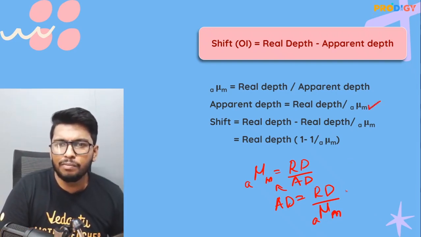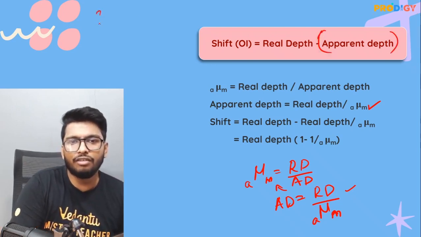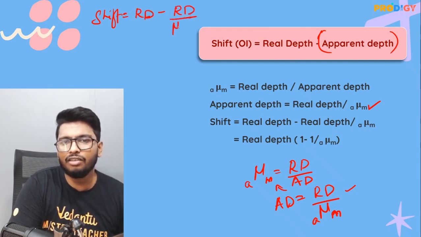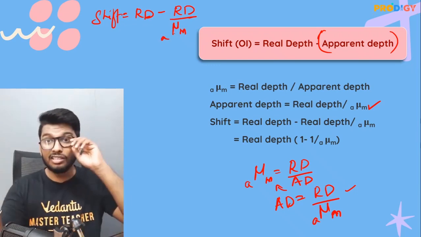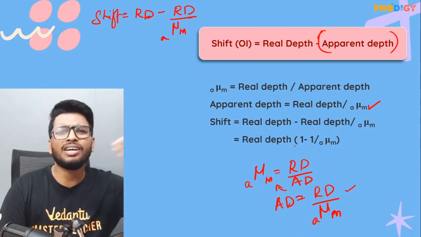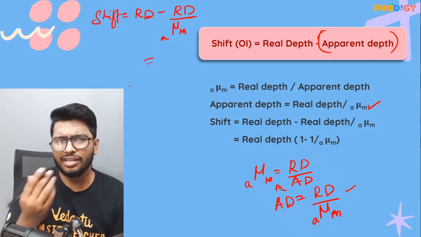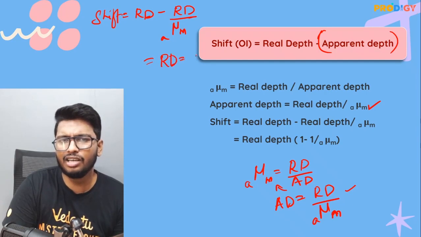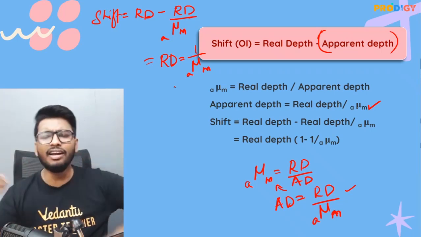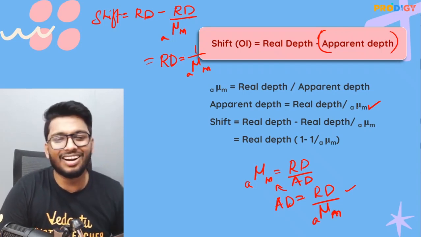Now what I'm going to do is substitute this value in place of apparent depth. So shift is equal to real depth minus real depth divided by the refractive index of the medium with respect to air. I'm just substituting the value there because we already know that refractive index of medium is real depth divided by apparent depth. That's all, nothing else. Now I can take the real depth outside because it's common. So RD, that is real depth, is equal to 1 by refractive index of the medium with respect to air, sorry, minus 1.